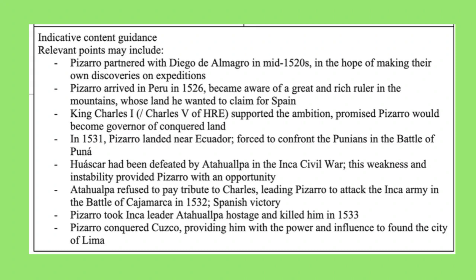Now, the point you could have made, for example, could have been that Huascar had been defeated by Atahualpa in the Inca Civil War. But we're not just listing events, remember, we need to explain them in more detail and explain their significance and how it led to something else. So you could say that this weakness and instability provided Pizarro with an opportunity, and then how that led to the next event.